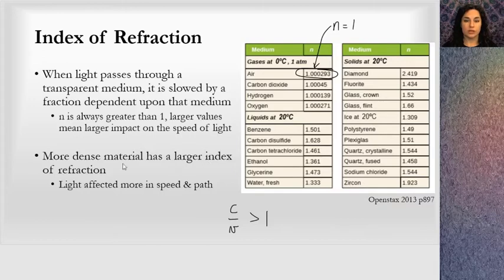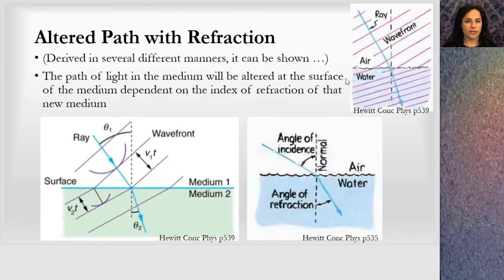More dense material has a larger index of refraction. Light is affected more in both speed and path. So I wanted to go back for a second to the picture that I had on the previous slide. I put it on the next slide here with a couple of others. And note that the path is altered with refraction.